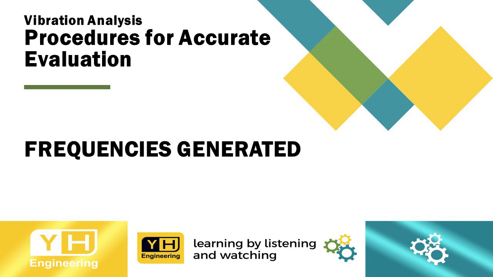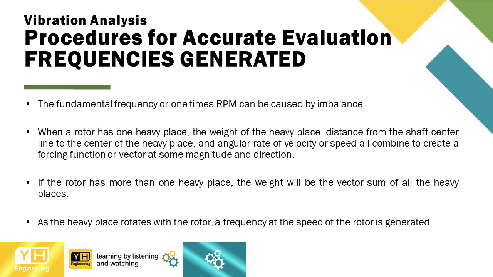Vibration analysis. Procedures for accurate evaluation of machinery condition. Frequencies generated. The fundamental frequency or 1 times RPM can be caused by imbalance. When a rotor has one heavy place, the weight of the heavy place, distance from the shaft center line to the center of the heavy place, and angular rate of velocity or speed all combine to create a forcing function or vector at some magnitude and direction. If the rotor has more than one heavy place, the weight will be the vector sum of all the heavy places. As the heavy place rotates with the rotor, a frequency at the speed of the rotor is generated.